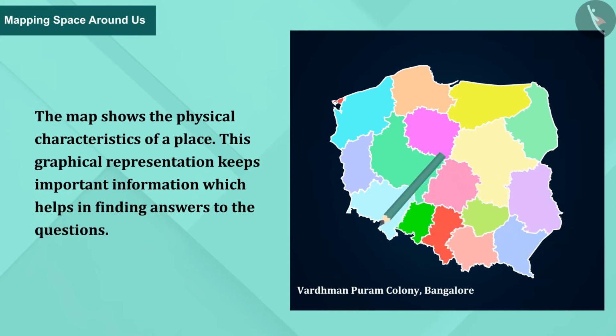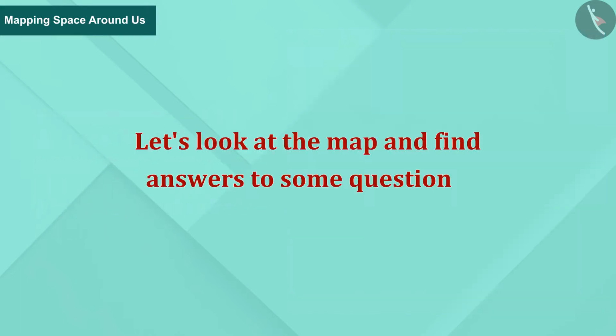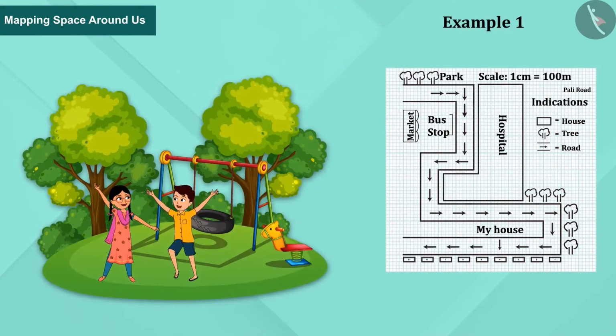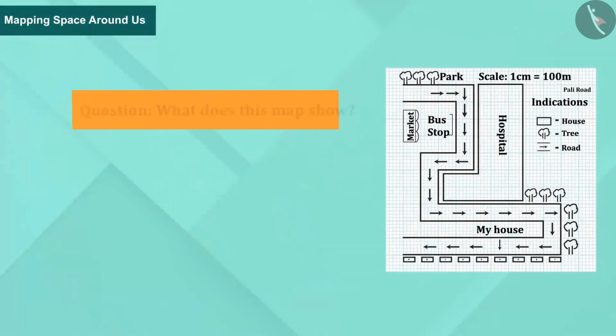In the previous video, we learned to make and understand the map clearly. Let's look at the map and find answers to some questions. Example 1. While playing, Riya and Arun found a map. You can see that map on the screen. Many questions arose in their minds. Let us find their answers.